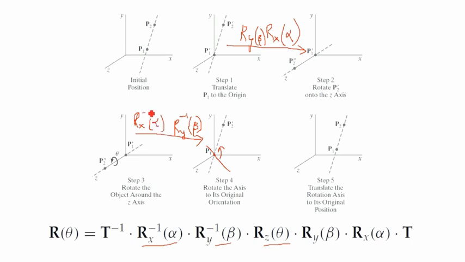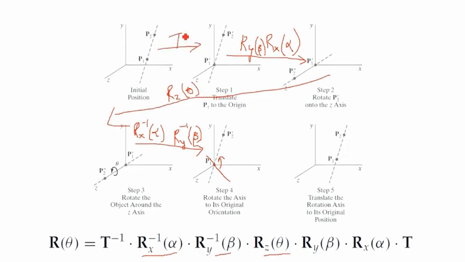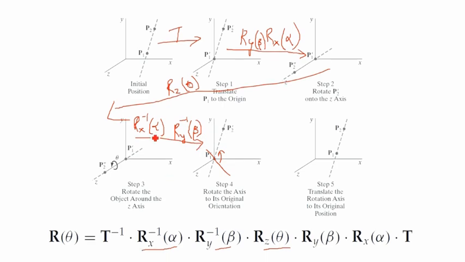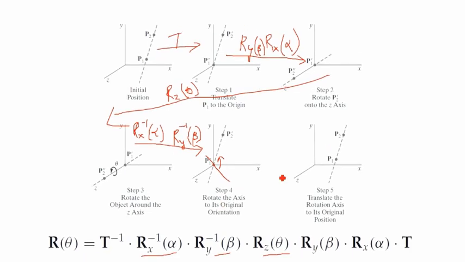Now this is our Rz of theta. This is T for us, and after we undo it and get it back to its original orientation, we'll have to move it back to its original position. That we do by inversing this translation. So this step will be T inverse.